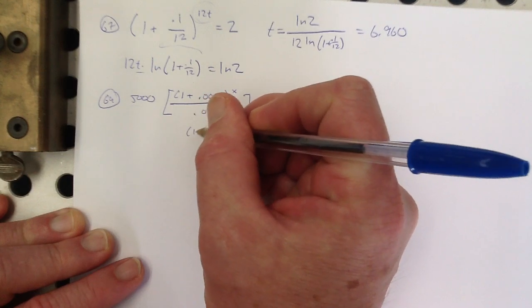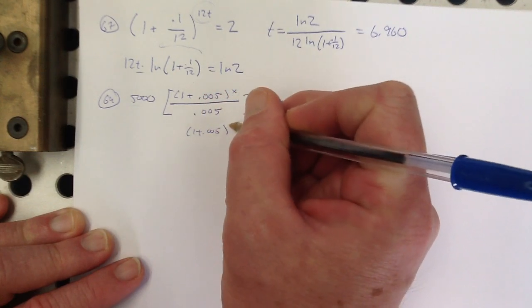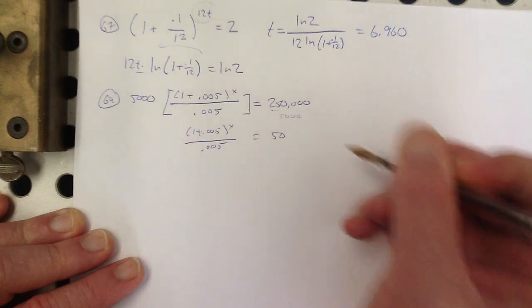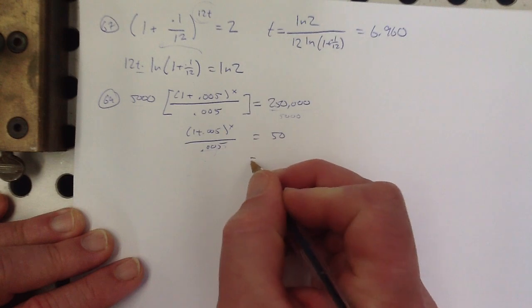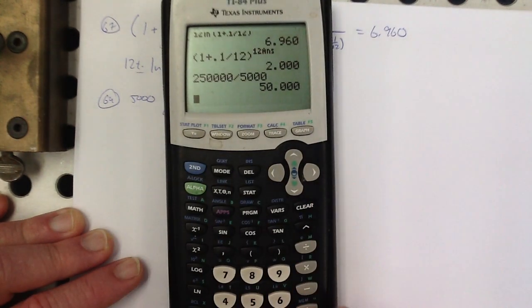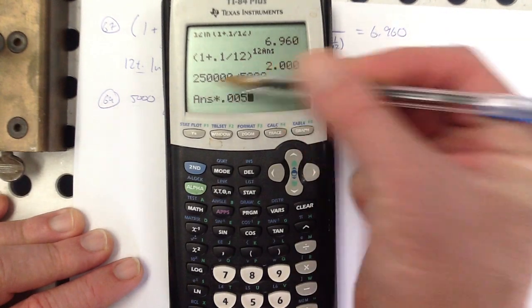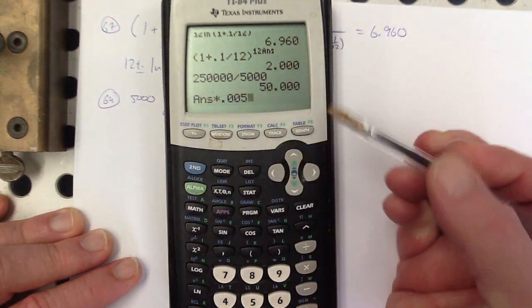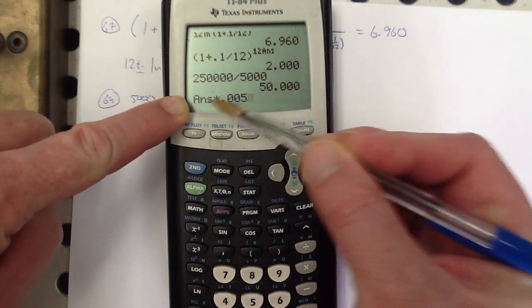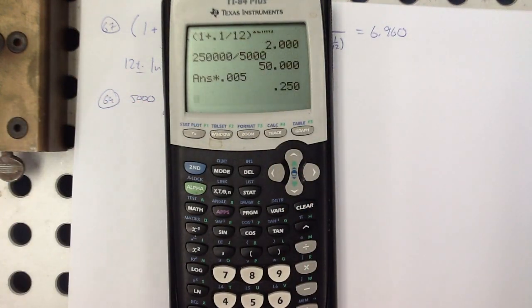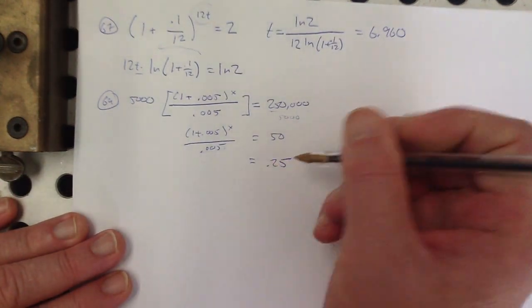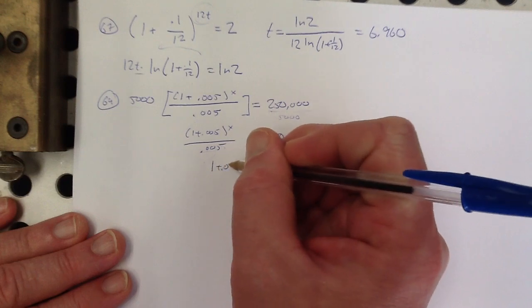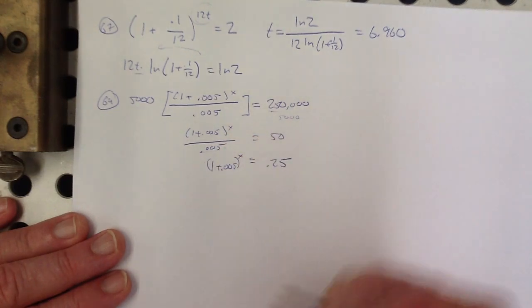Just to make sure I don't make any mistakes, I'm not going to skip writing any of these steps down. And then that's just a number down here, so we multiply both sides by 0.005. Notice I just hit multiplication. That automatically brought up, the calculator knows that I want to multiply the last thing that was there by 0.005. That's 0.25. So 1 plus 0.005 to the x is equal to that.